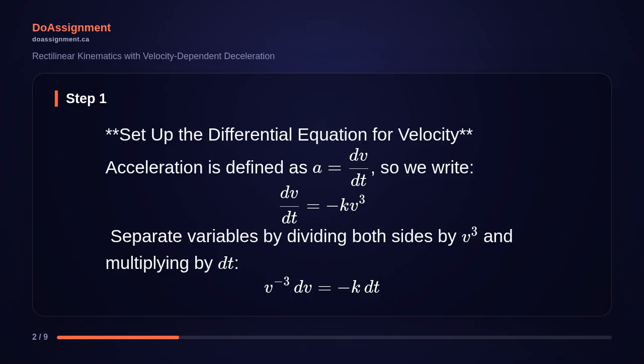We start from the definition that acceleration equals dv over dt. Setting that equal to negative k times v cubed gives us a separable ordinary differential equation. We move all terms involving v to the left side and all terms involving t to the right side, giving v to the negative 3 dv equals negative k dt.